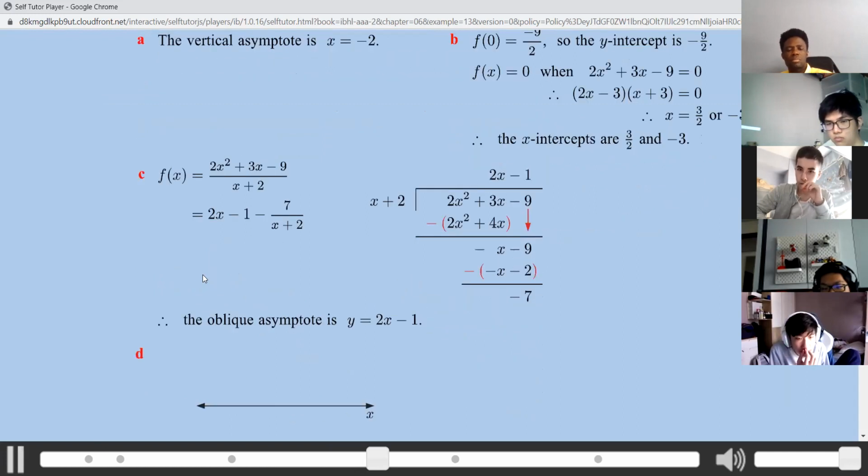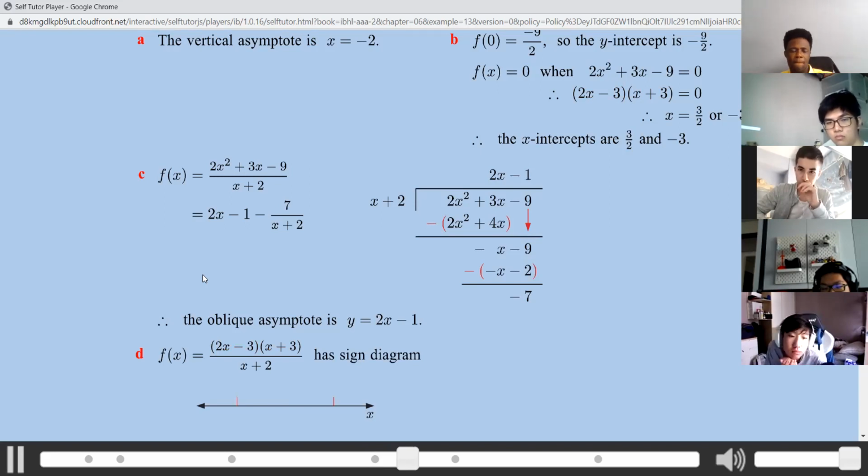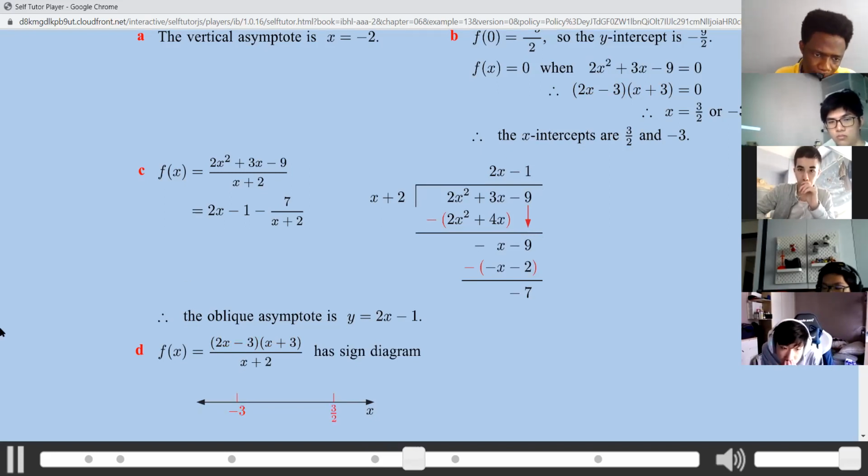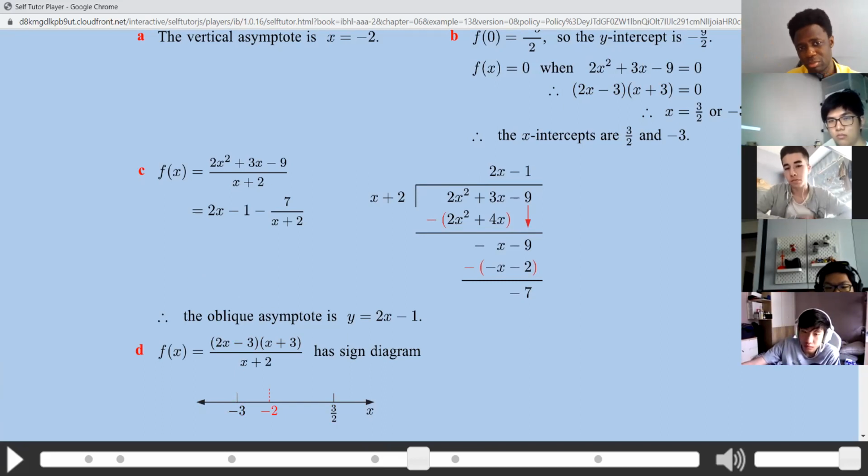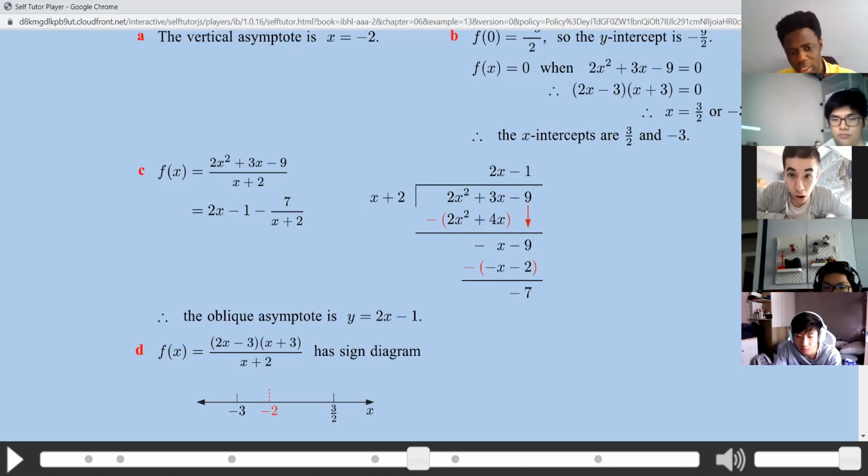To construct the sign diagram for the function, it is easiest to write the function in factored form. We have already factorized the numerator in part B. The critical values include the x-intercepts 3/2 and minus 3, and the vertical asymptote. Again, the sign diagram is what happens on the x-axis, so every critical point on the x-axis must be mentioned. The set of critical points here will be the vertical asymptote and the x-intercepts. That's why the three are there.